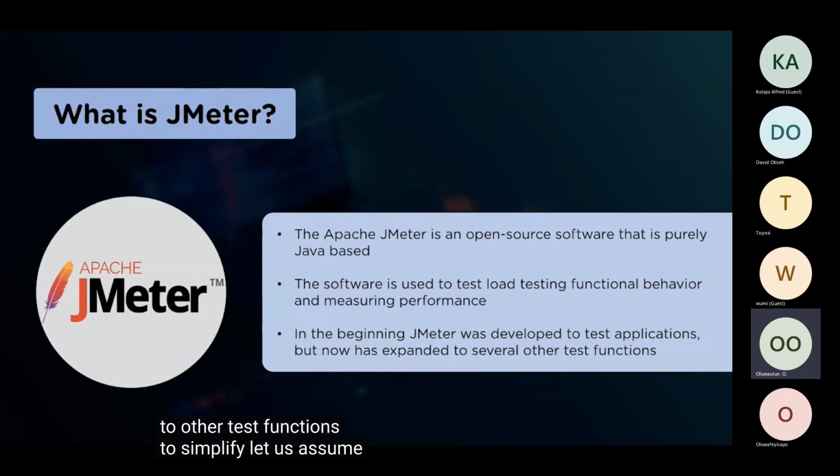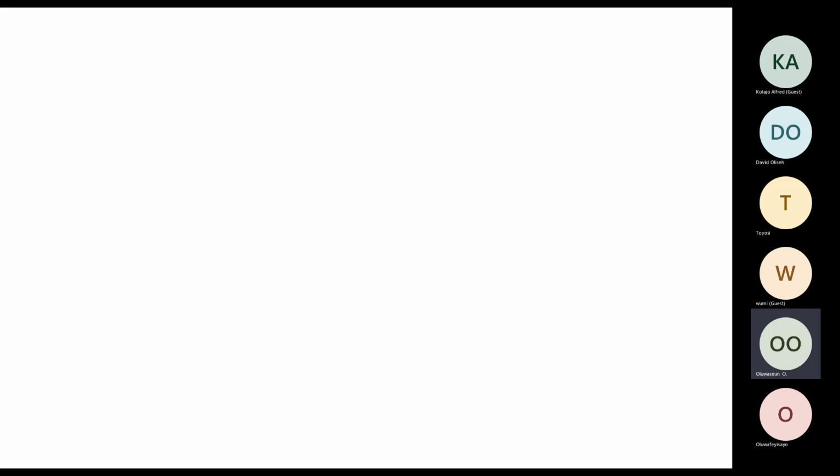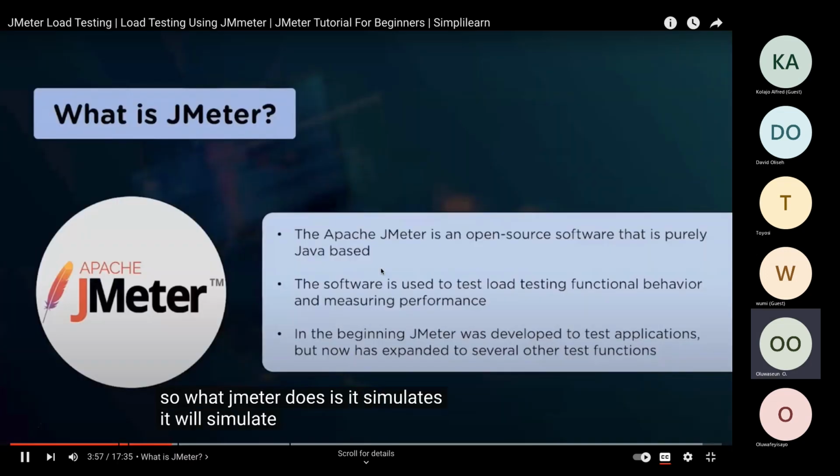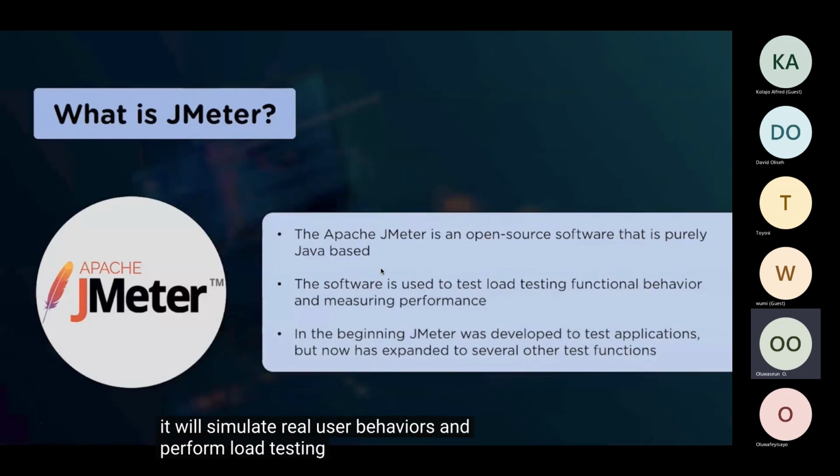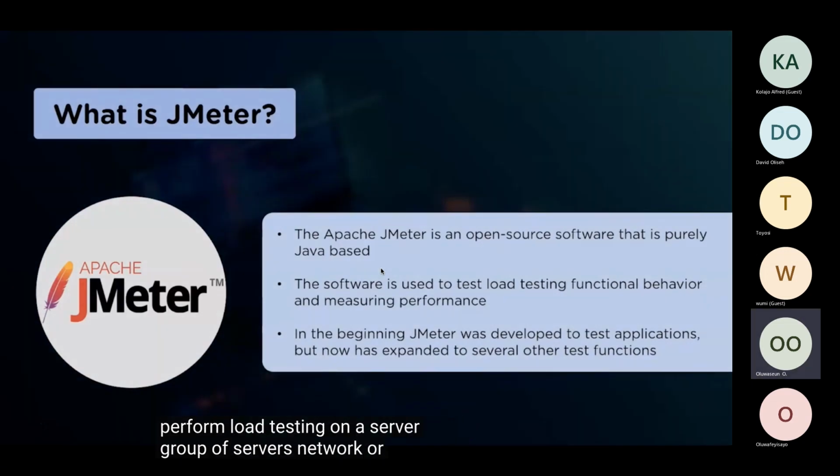To simplify, let us assume that someday your team leads tell you to perform performance testing for some websites like yahoo.com or google.com for 100 users. What would be the first thing that comes to your mind? Do you think it's practically possible to arrange 100 people with 100 computers accessing the same website? Now, just imagine the infrastructure requirement when this testing has to be done for 1,000 or 10,000 users. This is when we need software like JMeter. So what JMeter does is it simulates real user behaviors and performs load testing on a server, group of servers, network, or object.